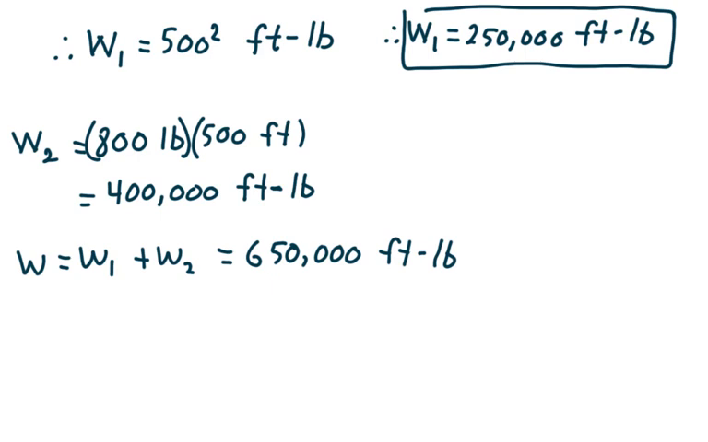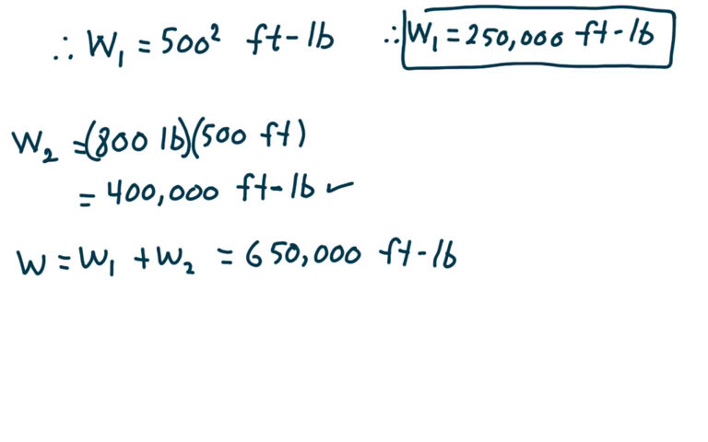W sub 2, to get the work required to lift the coal, it's going to be 800 pounds, that's the force, multiplied by the distance, or I'll say the length of the cable. The length of the cable is 500 feet. So W sub 2 is 800 pounds times 500 feet, which is 400,000 foot-pounds.